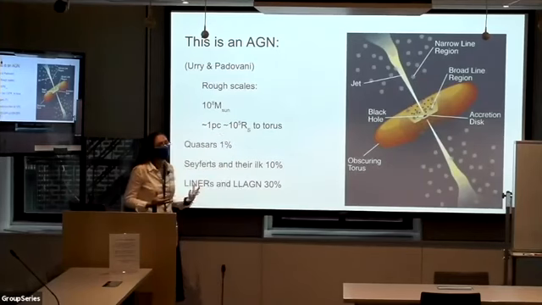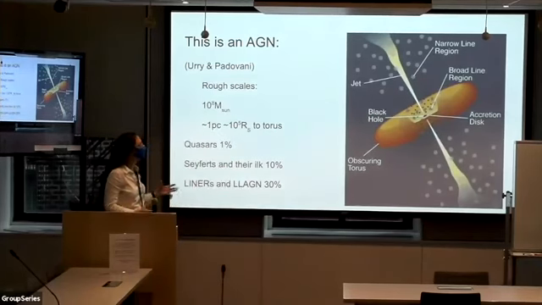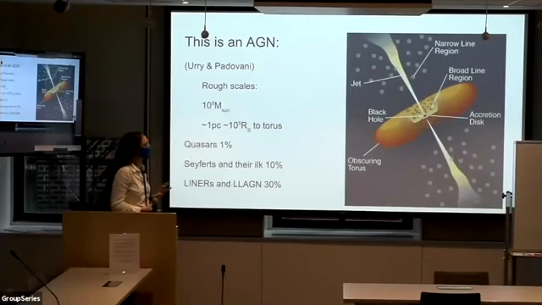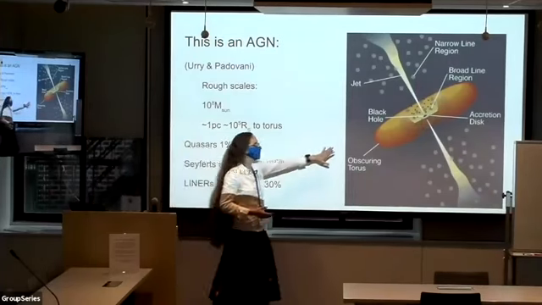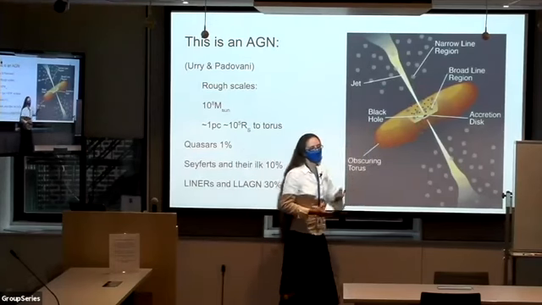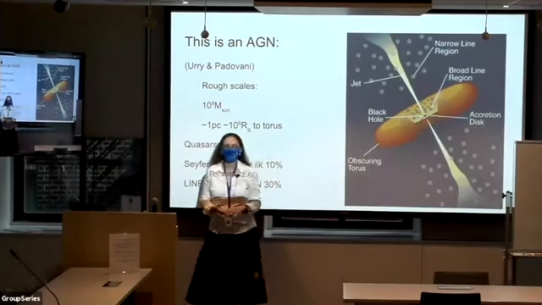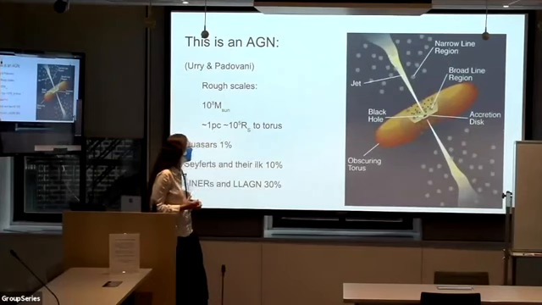The rough scale that AGN folks typically think about, you've got a 10^8 solar mass black hole in the center. That means that the torus, which is typically about 1 parsec away in these kinds of objects, is about 10^5 Schwarzschild radii, order of magnitude.